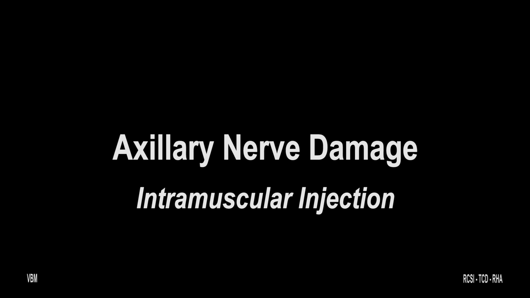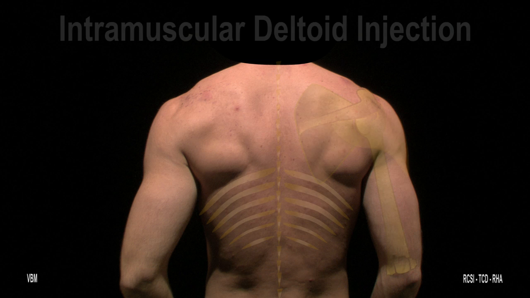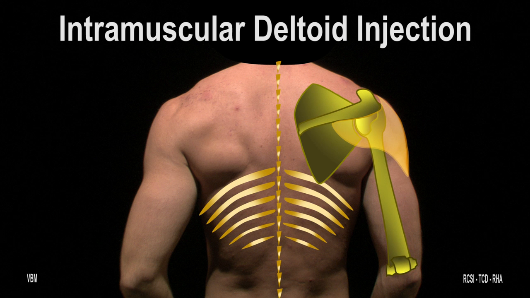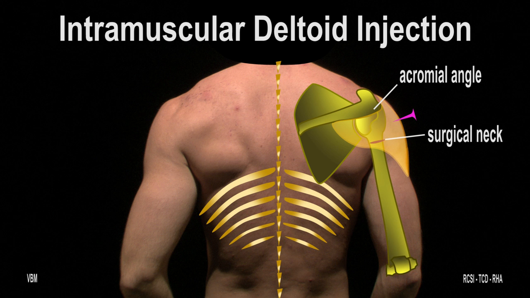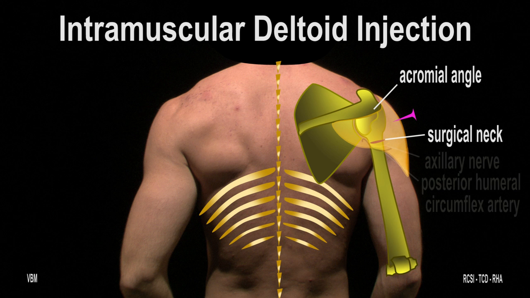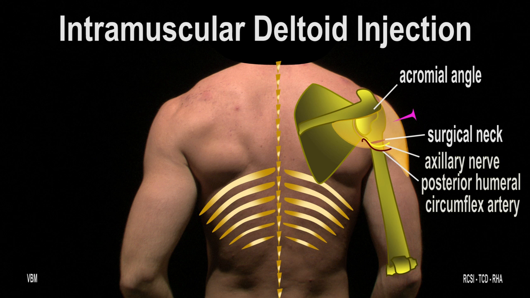Axillary nerve damage. Intramuscular injection. Intramuscular deltoid injections are given within 4 cm from the angle of the acromion, that is, above the surgical neck of the humerus, to avoid damaging the axillary nerve and the circumflex humeral artery, which enter the deltoid muscle from behind the surgical neck of the humerus.